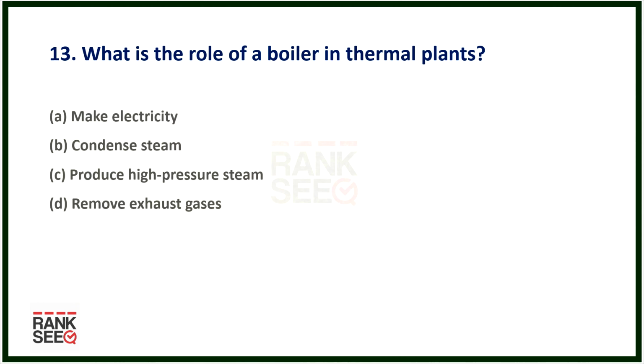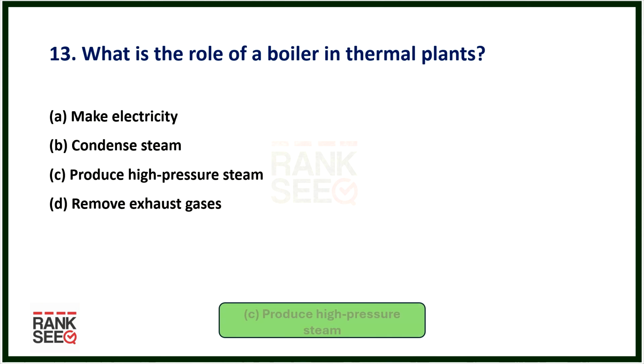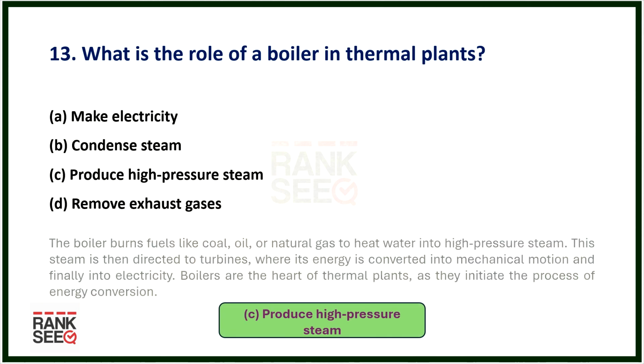A. Make electricity. B. Condense steam. C. Produce high-pressure steam. D. Remove exhaust gases. Correct answer. C. Produce high-pressure steam. Explanation.